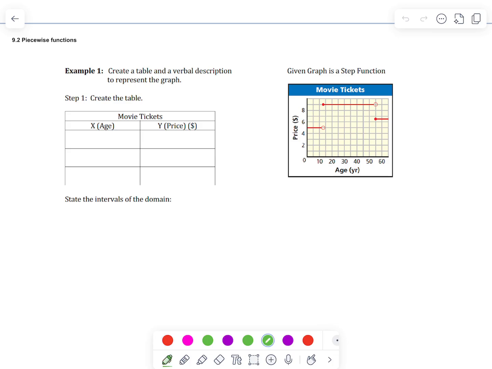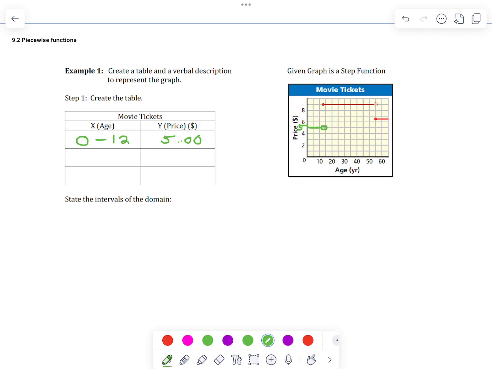So the first part of our graph, this horizontal piece, represents the price of the movie ticket from 0 to just before 10 years of age. So I'm going to put 0 to 12 years. Looks like 12 there. So open circle, 12 years. And the price on the horizontal axis here is $5.